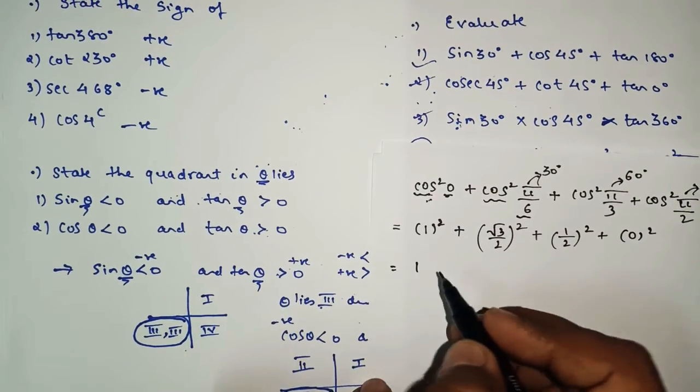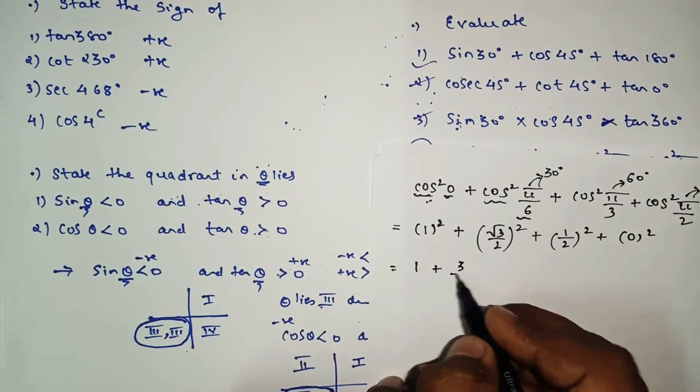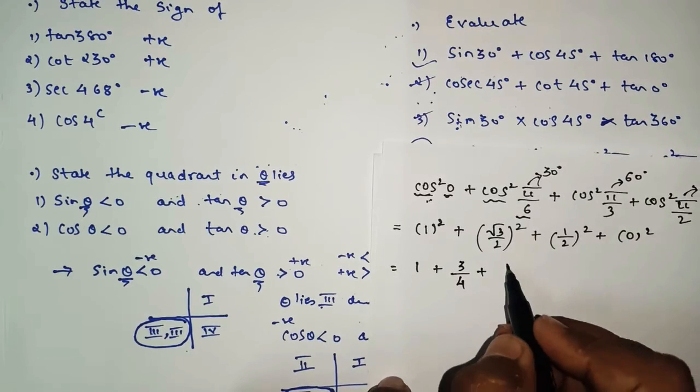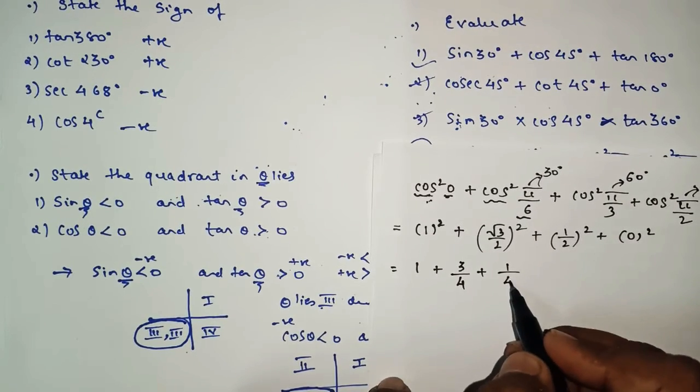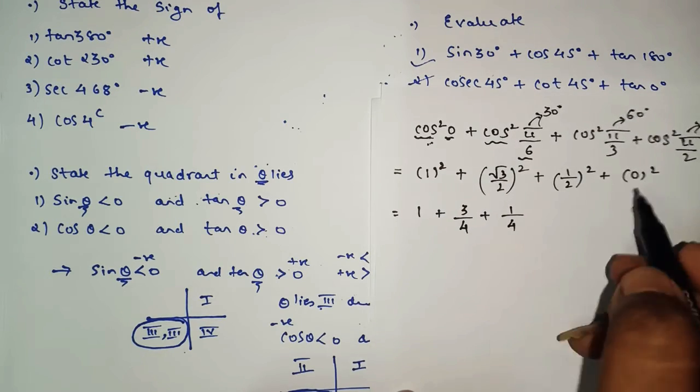So here 1 square is 1, root 3 upon 2, root 3 square will be 3, 2 square will be 4, 1 square will be 1, 2 square will be 4, and 0 square is 0. So in the next step, no need of writing 0.